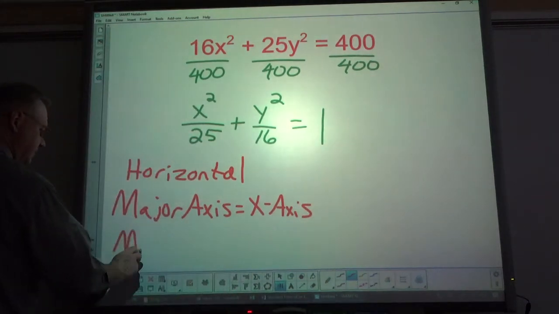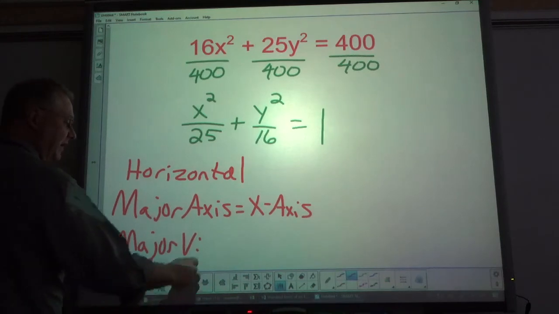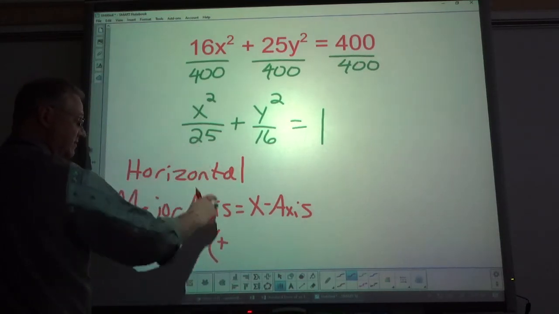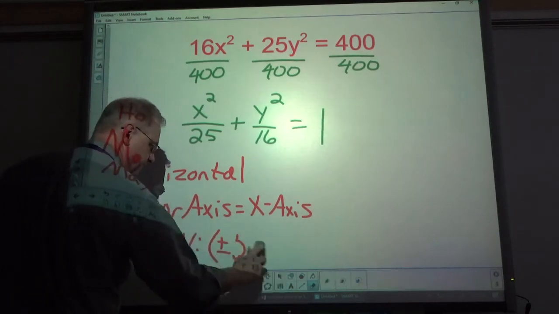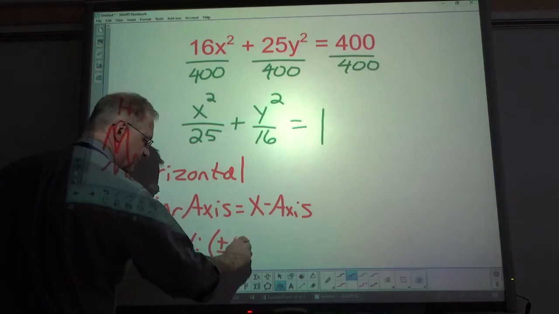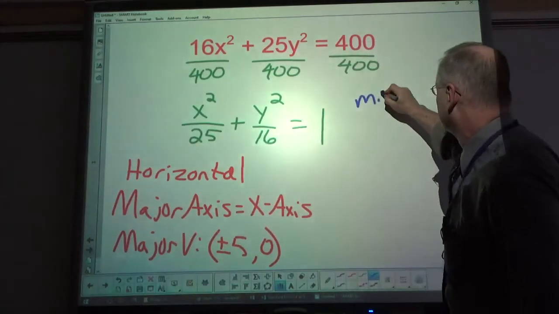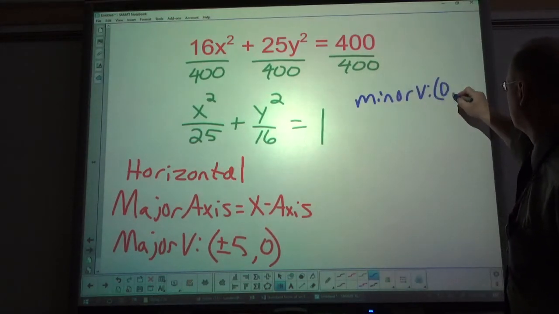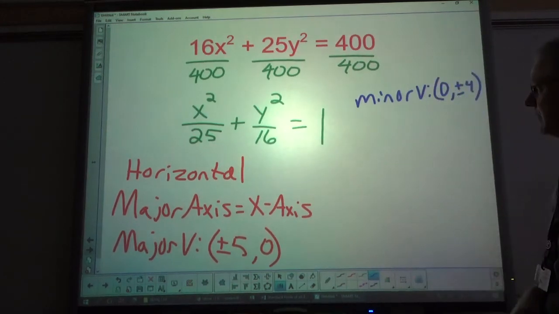Major vertices are going to be at, notice the bigger one is under the x, so it's in the x coordinate spot, plus or minus 5, comma 0. The minor vertices are going to be 0, comma, plus or minus 4, square root of 16, 4.